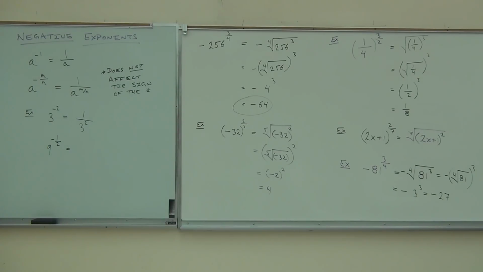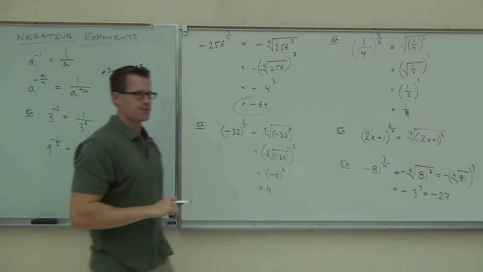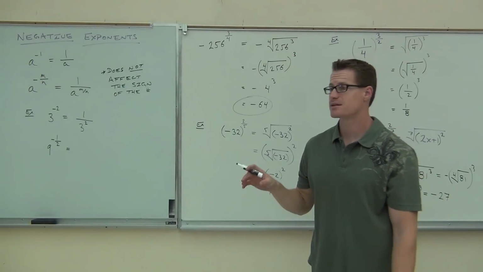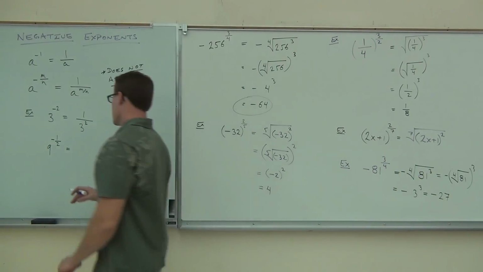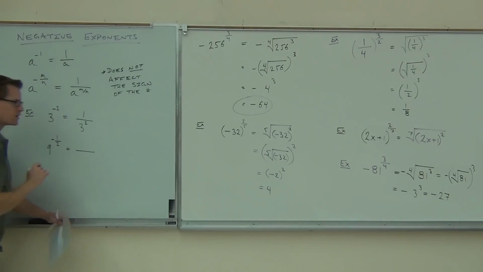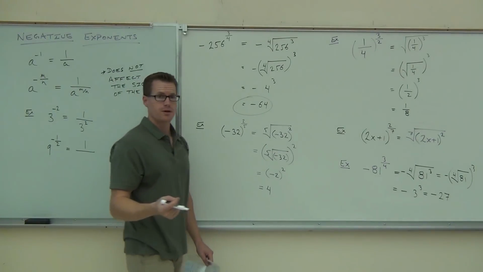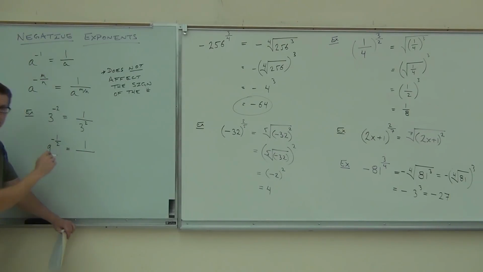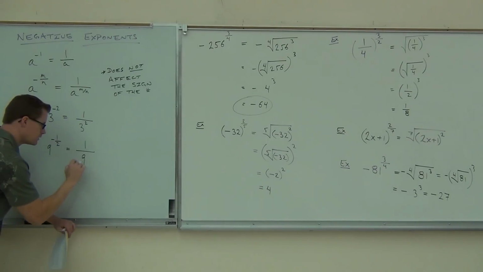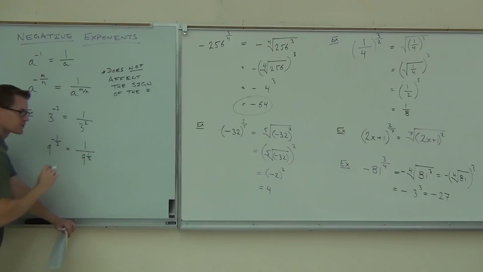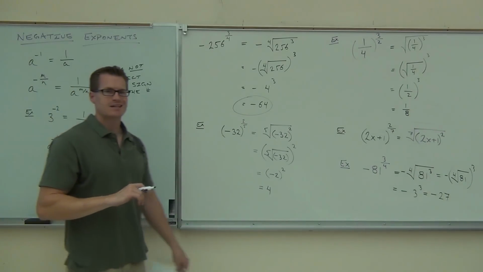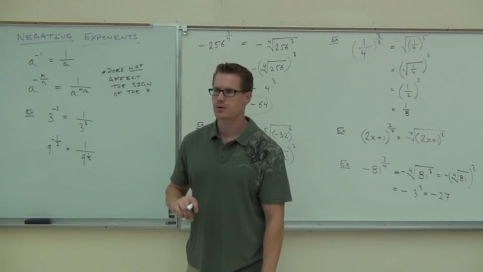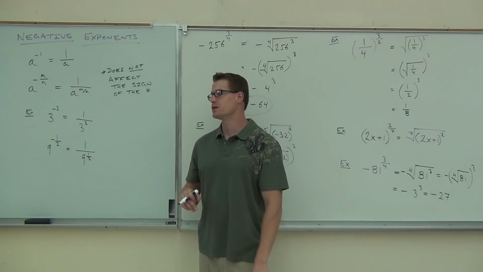How about 9 to the negative 1/2? Can we write that as a positive exponent? Firstly, what's going to be on the numerator of our fraction here? 1. Good. Are you guys all still with me on this? Why do we have a 1 there? What's on the denominator of our fraction? Do we still have the 9? Yeah. We're going to change the exponent to a positive 1/2. Can you deal with 9 to the 1/2? What's 9 to the 1/2 mean?